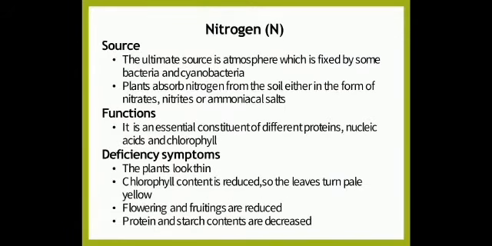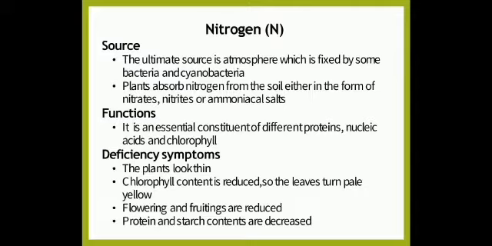So coming to the first major nutrient, namely nitrogen. The source of this nitrogen is the atmosphere, which is fixed by some bacteria and cyanobacteria. The plants absorb nitrogen from the soil either in the form of nitrates, nitrites or ammoniacal salts. The function of nitrogen is that it forms an important constituent of different proteins, nucleic acids and chlorophyll.